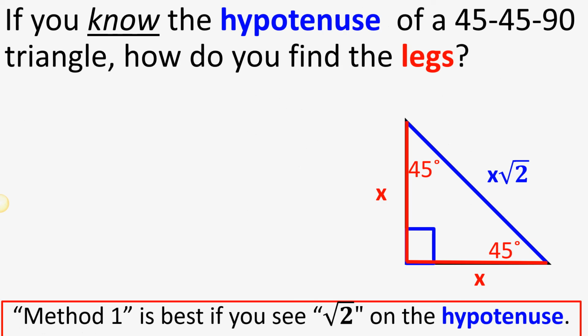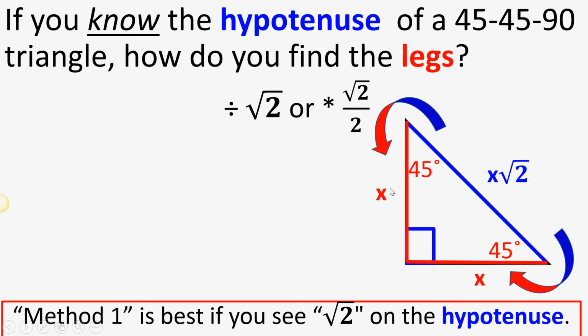All right, so if you know the hypotenuse, how do you find the legs? Well, the best method, if I have a radical 2 where I wanted a radical 2, that's easy. I will just divide by it. Remember, anything divided by itself is 1. It's going to cancel out. Okay?